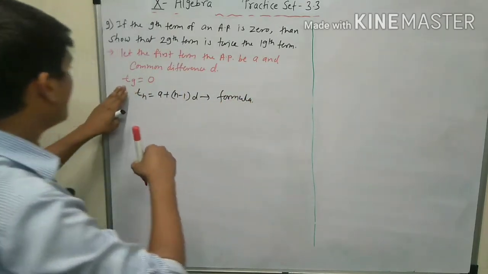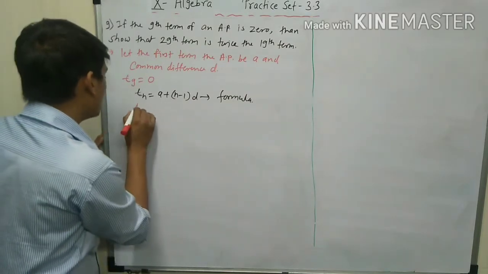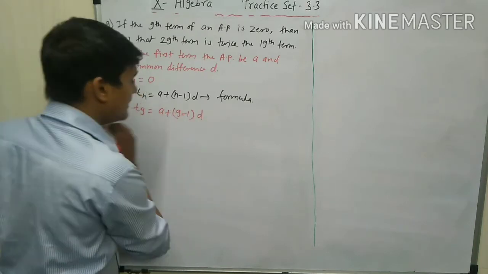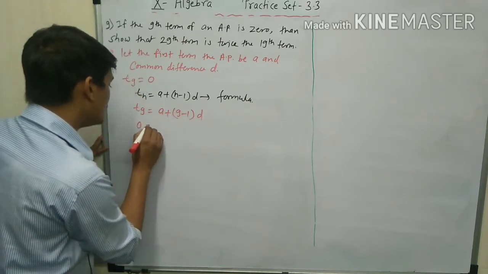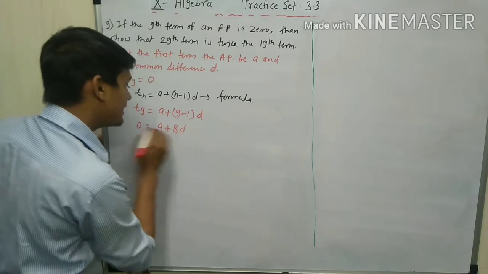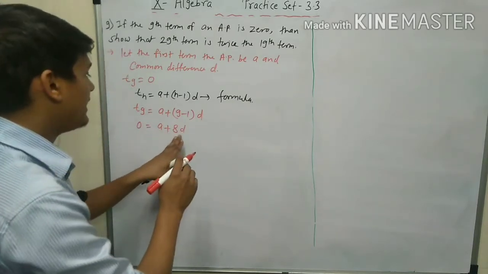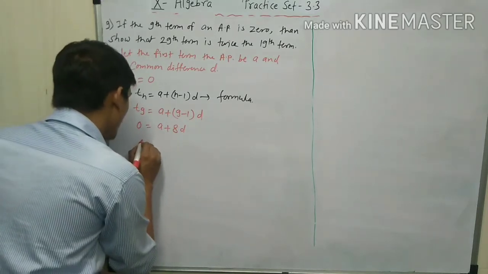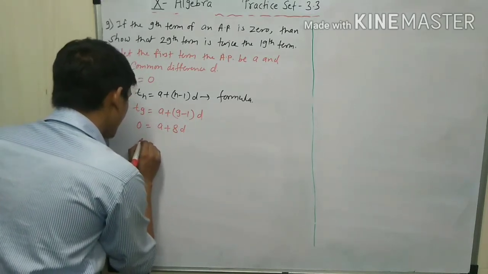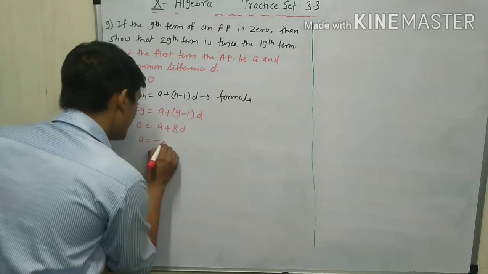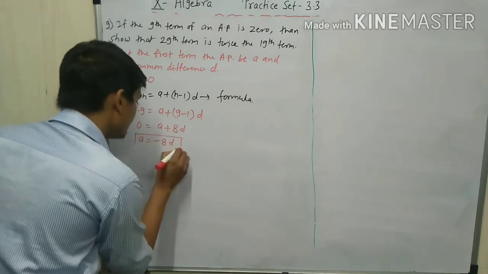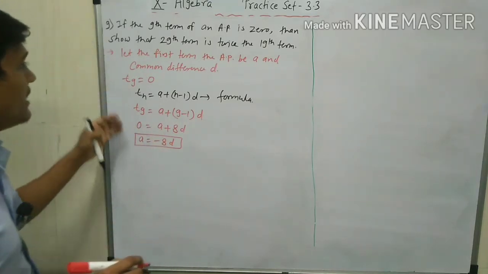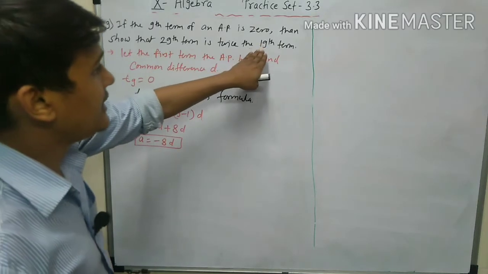Clear? Now we can put T9 = a + (9 - 1)d. Now T9 is 0 = a + 8d. Understood? Now 8d we can transfer from here, there is a minus sign. A is equal to what? Now we put a = -8d. Now same we can find out the 19th term.